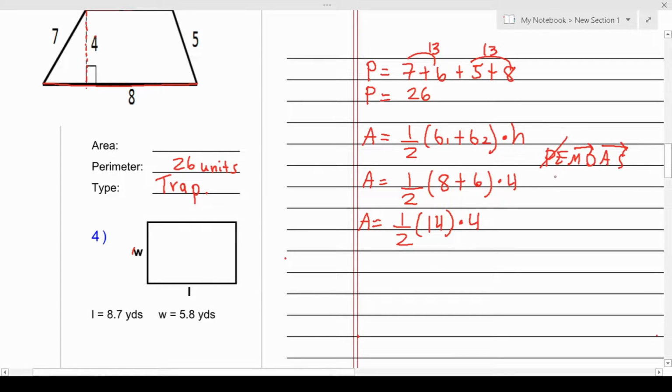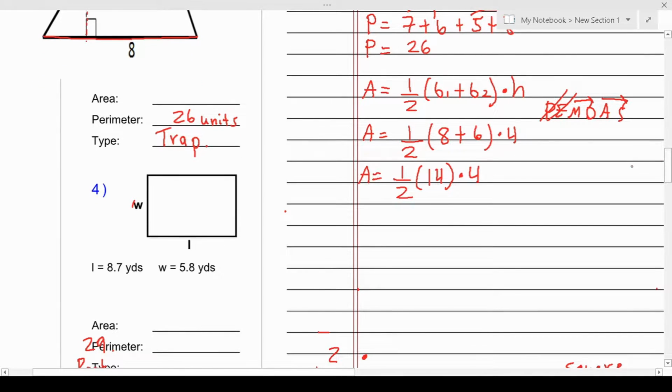Okay, so we worked out our parentheses. There are no exponents that we're concerned with, but that said, we do have multiplication. And again, it doesn't really matter the order in which you do this, but we're going to do it from left to right. So I'm going to do 1/2 times 14, which we should know is 7. Of course, that's going to be times 4. 7 times 4 is 28. And area, in case I didn't mention it already, always corresponds with squared. So this is going to be 28 units squared.